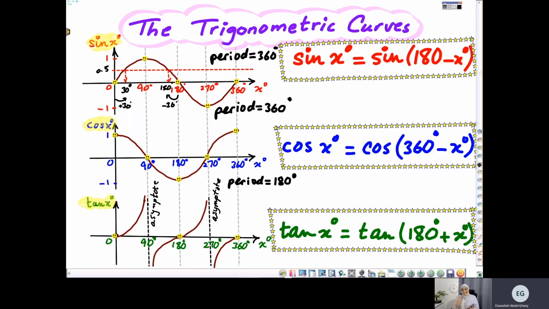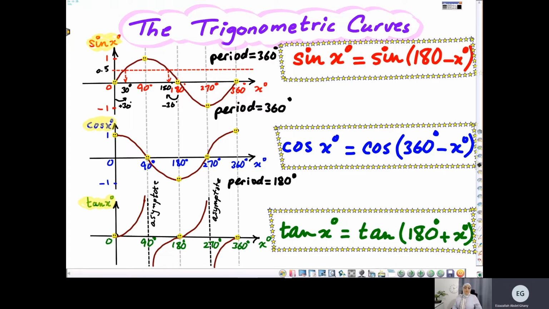Also, at 90.1, just after 90, expect a negative value, and it's a big value. At 90.1, it's negative 572. Okay? And the same for before 270, like 269, and after 270, like 271, we can find the same attitude.